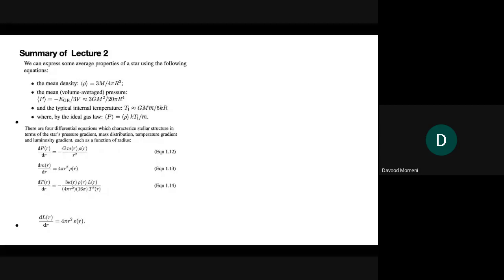We talked about the four basic equations which we needed to study the stellar structures. The first equation was the gradient of pressure. The second equation was the mass continuity. The third equation was the gradient of temperature, and for that you needed a model about the opacity. The last equation was the change in the luminosity. To know the luminosity, you need to know the energy radiation rate, and that's coming in chapter 3.